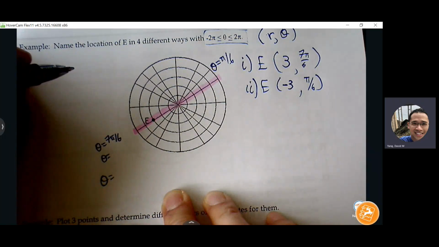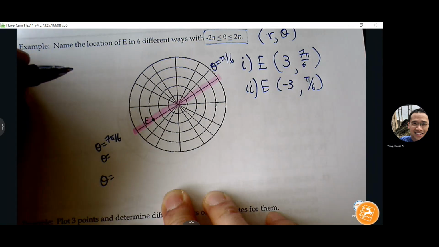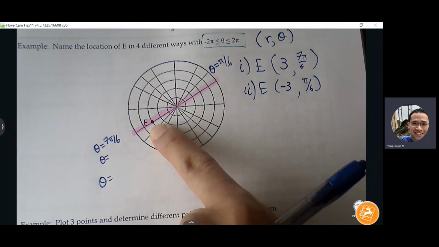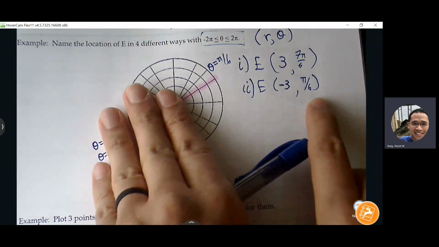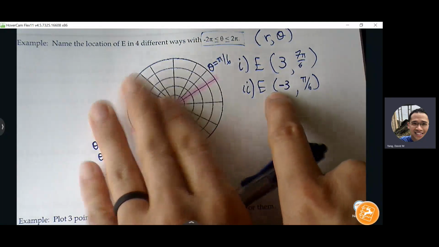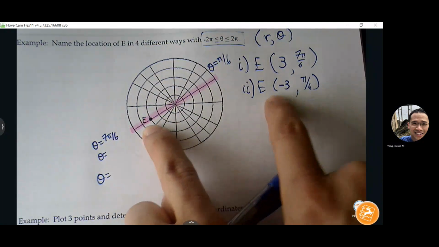Would it be like -3 since you went away from 7 pi over 6? So I want to reach this same point. Right, so if I'm looking at that second order pair, I would say, oh, pi over 6, that's great, first quadrant. If I'm walking away from it, I'm going to end up in the third quadrant.